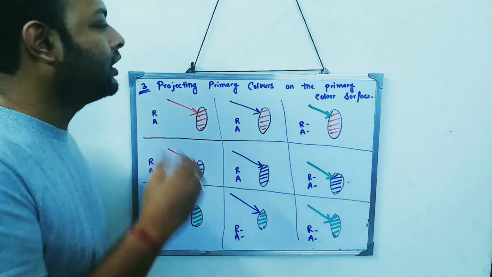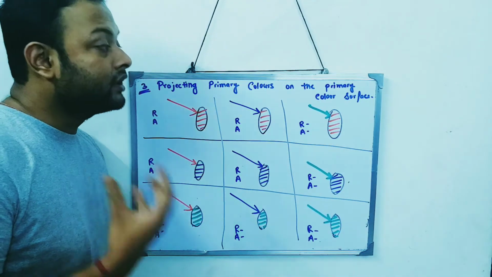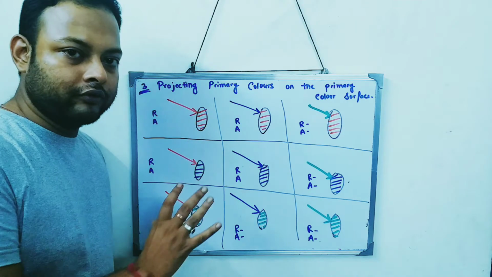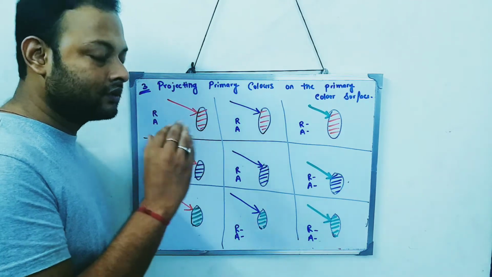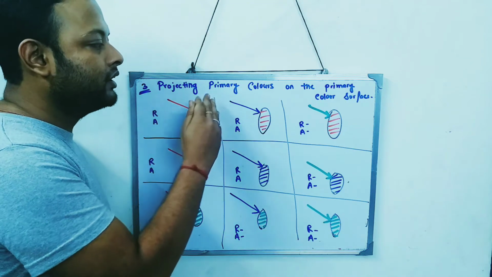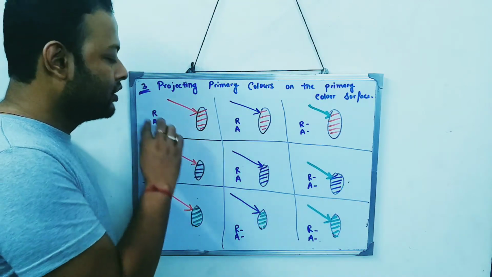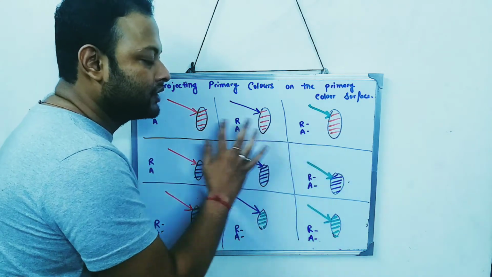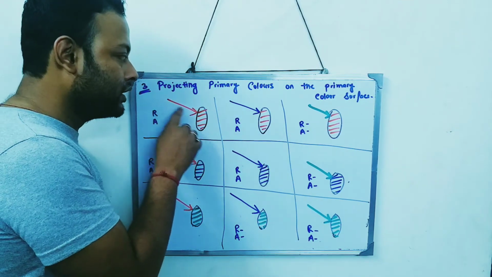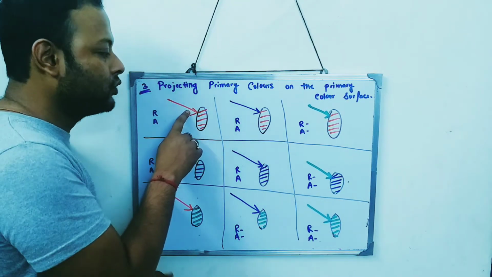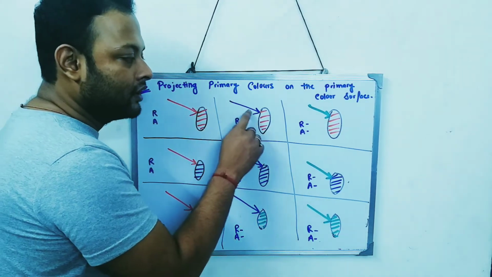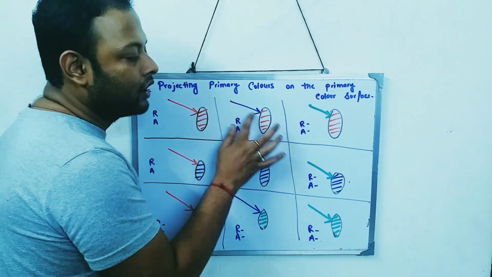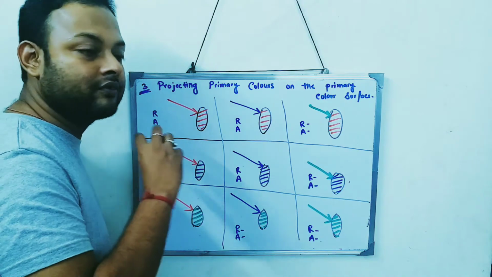Now the third point: projecting the primary colors on the primary color surface. I think you are getting confused by all these colors, but don't switch off. Try to look at it part by part. So I'm projecting the primary colors on the primary color surface. For the first instance, I have taken the surface to be red. And what I am projecting, or incident, are the primary colors: the red color, secondly the blue color, and thirdly the green color. So the red color on the red surface, the blue color on the red surface, and the green color on the red surface. That is the first scenario.